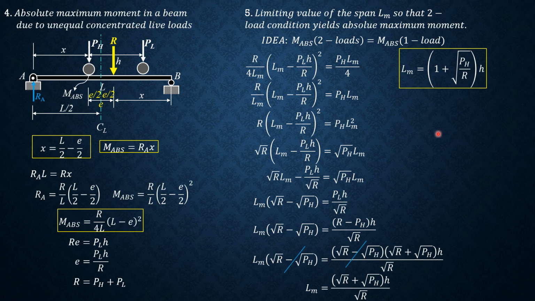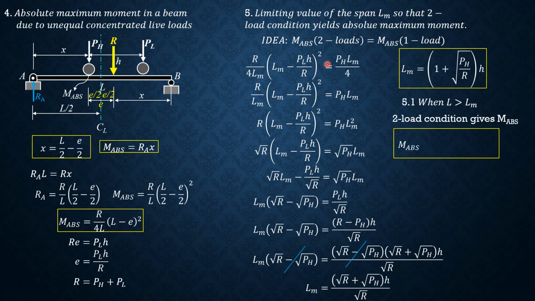So in other words, when L is greater than LM, then two-load condition gives the absolute maximum moment, and the absolute maximum moment is given by R over 4L quantity L minus PLH over R quantity square. So that's the formula, but do not memorize. You can derive this again if you want, based on this principle, that absolute maximum moment is simply RA times X, and X is L over 2 minus E over 2.